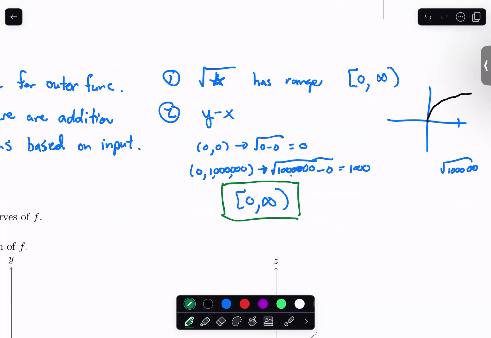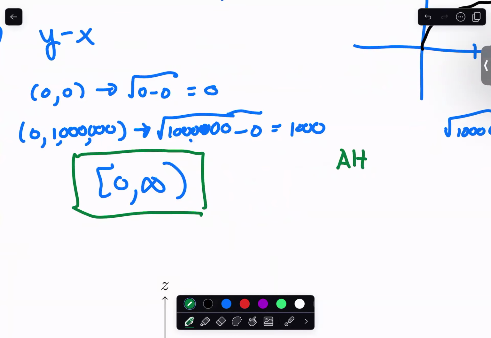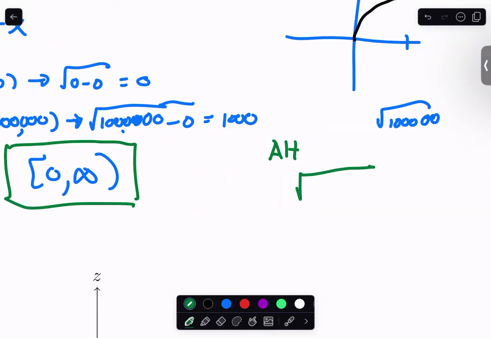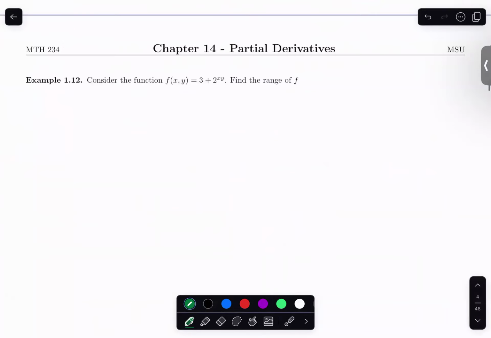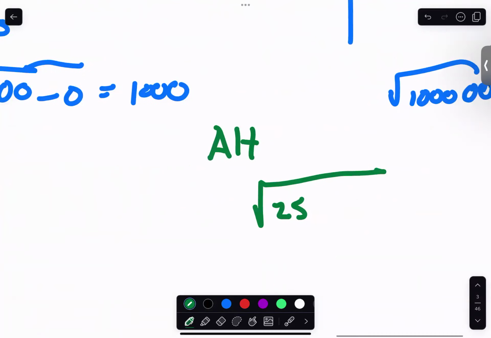Let me showcase an example of a situation where the y minus x didn't give us any additional restrictions. But let's think about an alternative situation where the input would give us some additional restrictions. For instance, maybe I had something like the square root of, let me make sure that I'm not copying another problem. Okay, good. So what if I did the square root of 25 minus x squared minus y squared?